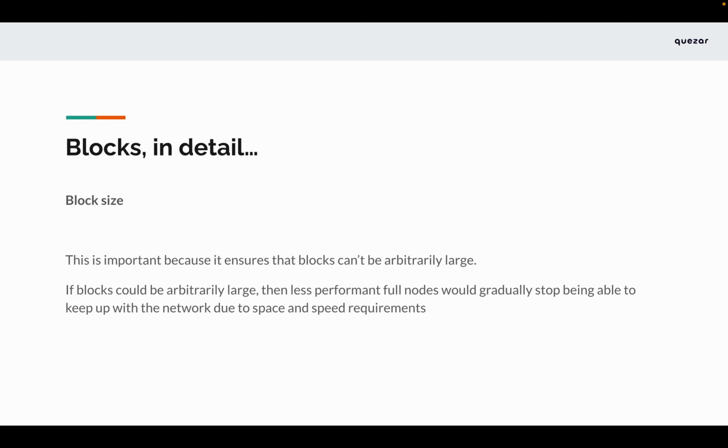So as you know, there is a lot of hardware requirement needed for running a validator node on any blockchain network. And if the block size is large, then these nodes who don't have enough hardware capacity, they won't be able to keep up with the network. And again, the network will start centralizing among a few validator nodes. So that's why this block size limit is important.